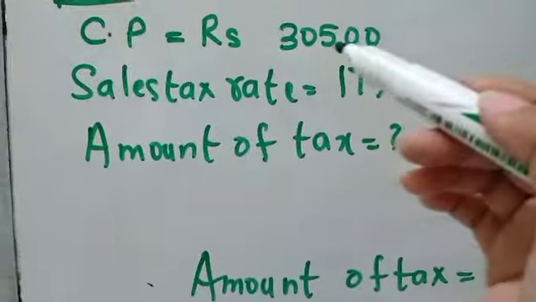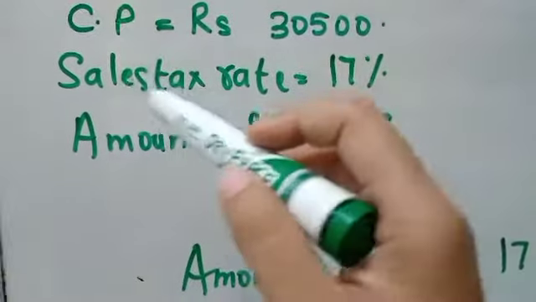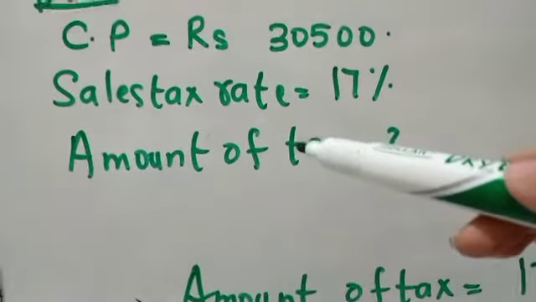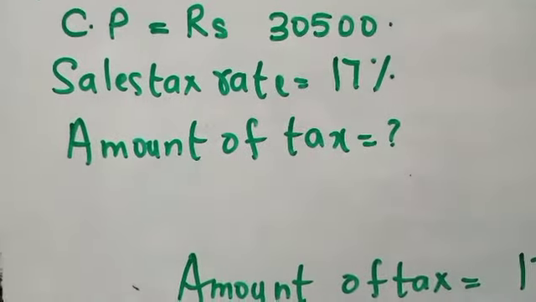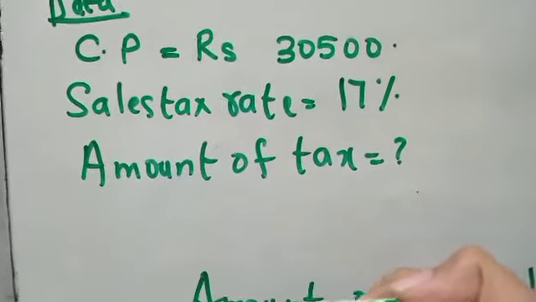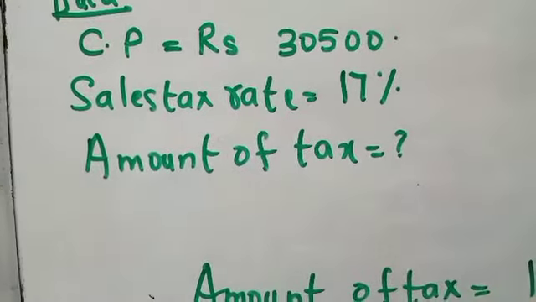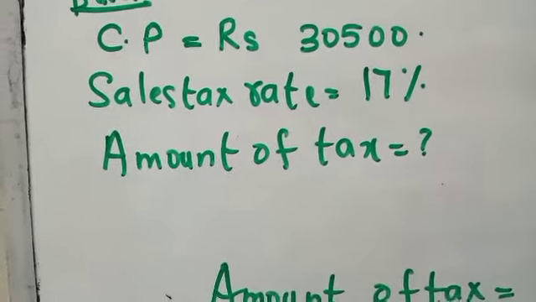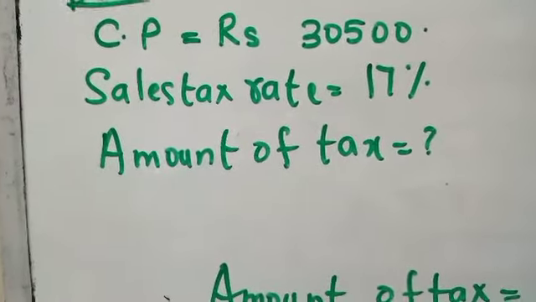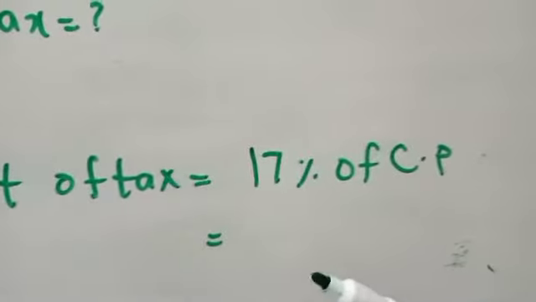Cost price is given to you of the television, rupees 30,500. Sales tax rate is also given to you, 17%. Amount of tax. I hope you will easily form the formula looking back at question number 1. What will be the formula? Amount of tax is equal to sales tax percentage of cost price, like this.